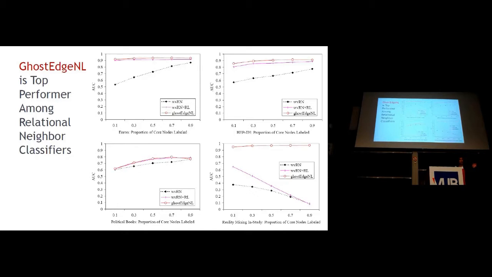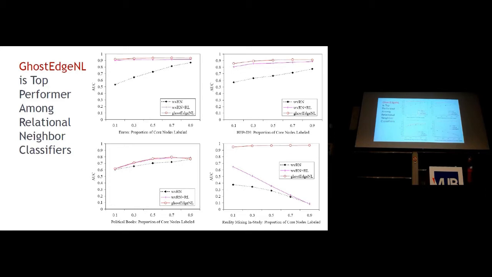So just some results, since I went through showing you some of the details about the data sets. Here are the 4 different data sets I showed. Here's the proportion of the core nodes labeled. Here's the area under the ROC curve. Anything at 0.5 and lower is random, so higher is better. The black and the pink are the relational learners. These assume that there is homophily.